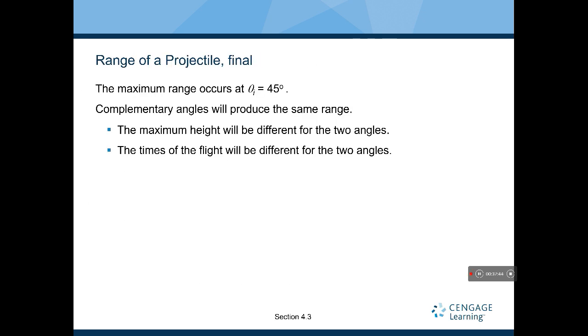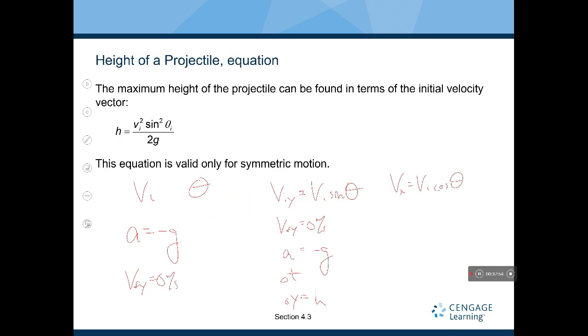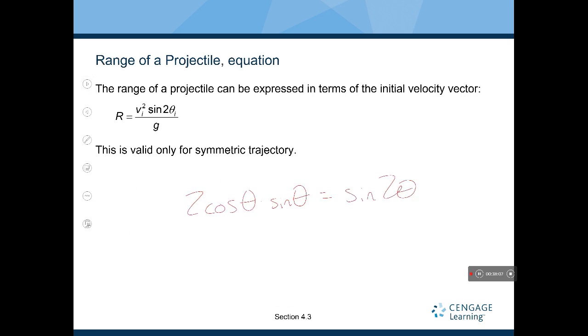Maximum range, as it says, 45. Complementary angles will show the same range. Max height will be different for both angles. Times of flight will also be different for... Oh, I didn't do this. My apologies. We explained why this in terms of math, and then we explained why this in terms of real life. Why is 45, obviously mathematically, because it gets us a 90, but why is 45 going to maximize your range in terms of real life?